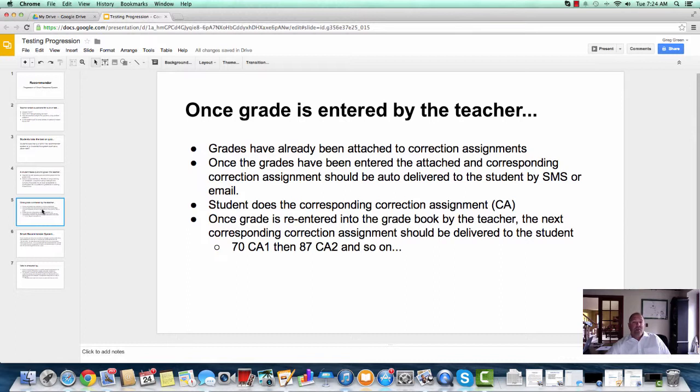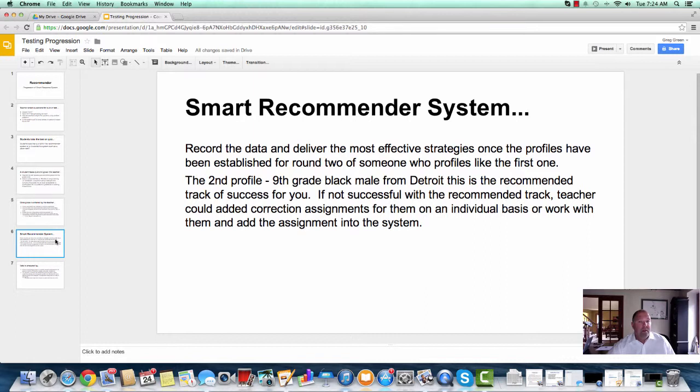And then the student does the corresponding correction assignment. Once the grade is re-entered into the grade book by the teacher, the next corresponding correction assignment should be auto delivered to the student, as we talked about above. Then we record the data, and we deliver the most effective strategies once the profiles have been established, for round two of someone who profiles like the first one.